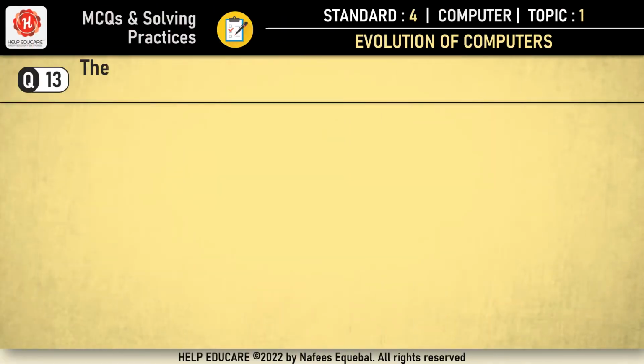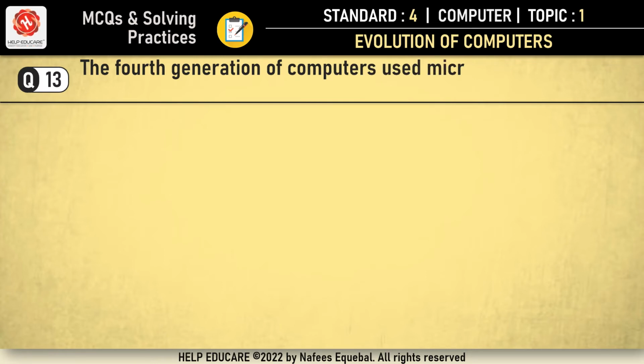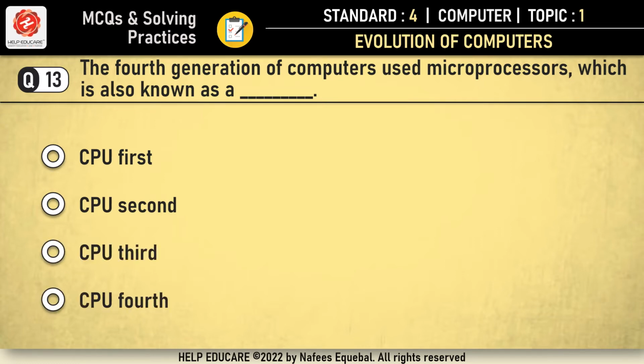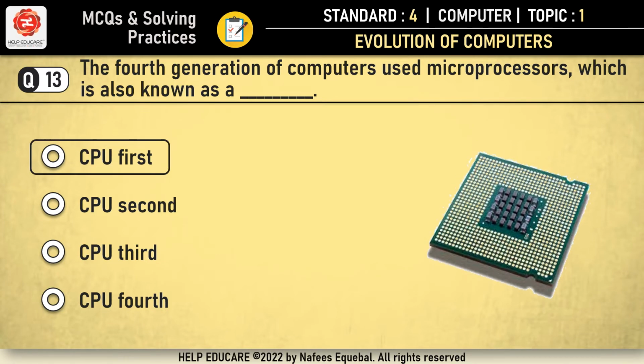Question number 13. The fourth generation of computers used microprocessors, which is also known as a dash. First option CPU first. Second option CPU second. Third option CPU third. Fourth option, CPU fourth. Answer will be displayed in 10 seconds. Correct answer is CPU first.